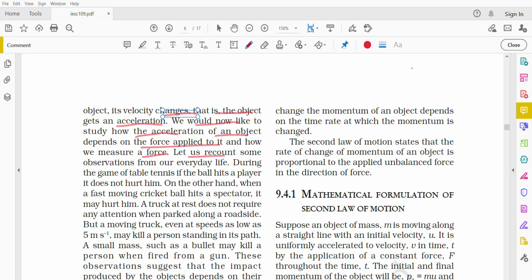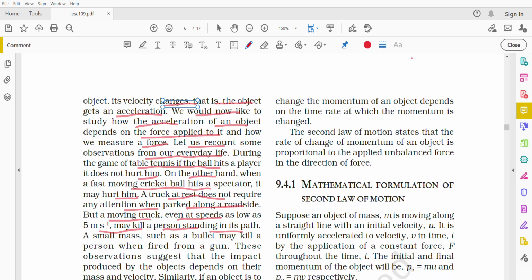So let us recount some observations from our everyday life. During the game of table tennis, if the ball hits a player, it does not hurt him, isn't it? On the other hand, when a fast moving cricket ball hits a spectator, it may hurt him. A truck at rest does not require any attention when parked along the roadside. But a moving truck, even at a speed as low as 5 meters per second, may kill a person standing in its path.